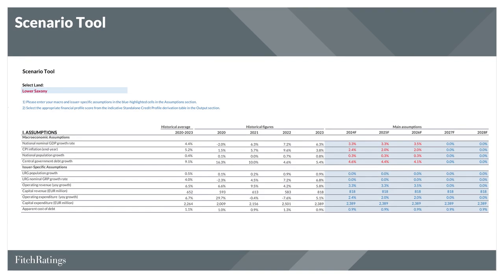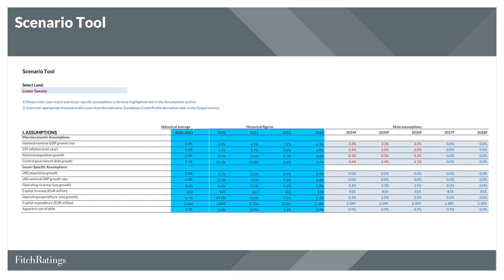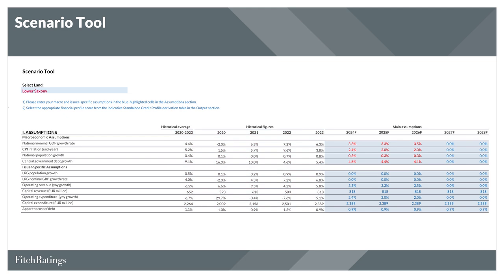Now moving to the scenario tool. The scenario tool is also available for all of the German states. Here in the example, it is set to Lower Saxony. It includes historical data and the historical average. This data is predetermined. Users can enter their preferred macro and issuer-specific assumptions in the main assumptions table in blue.